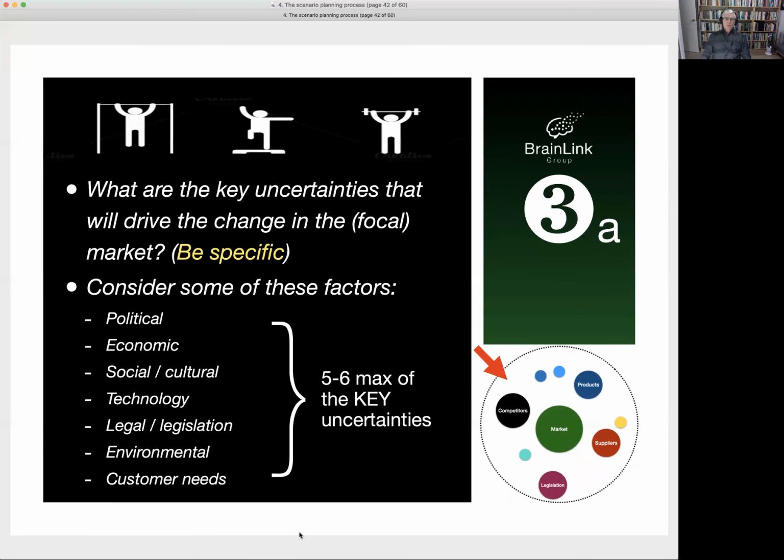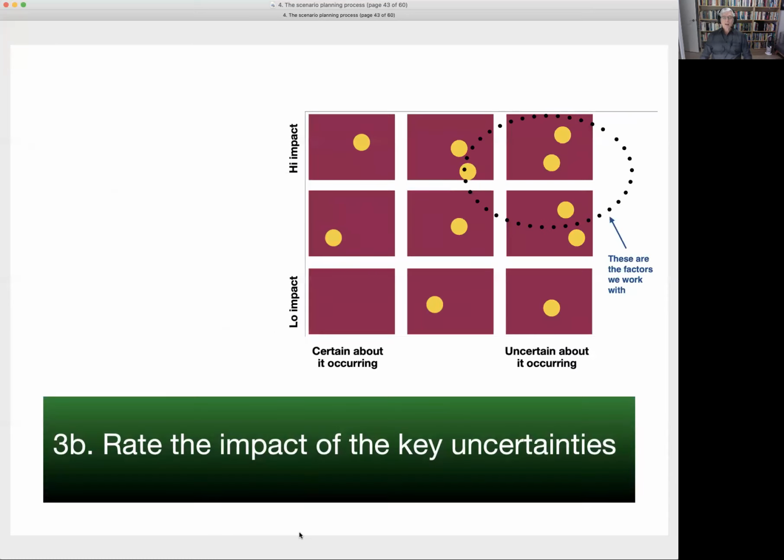So we ask you to use the usual PESTEL analysis: political, economic, social, technology, legal, environmental. And we ask you to identify the key uncertainties in that market and try to keep that to about 5 or 6. The second part of the environmental scan is to prioritize those key uncertainties.